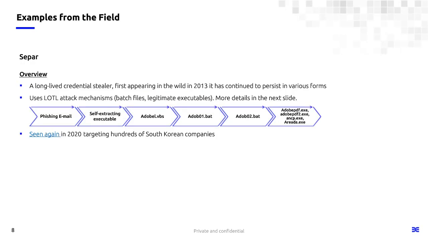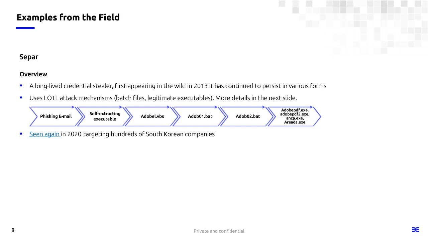The next example I'd like to discuss, and this is very different from Legion Loader, is a malware called Sapar. This is a pretty long-lived credential stealer. It was first seen in the wild in 2013, and since then it was seen multiple times, and actually it was seen again really recently in February 2020, targeting organizations in South Korea. The campaign that was seen last month is believed to be by North Korean attack groups.